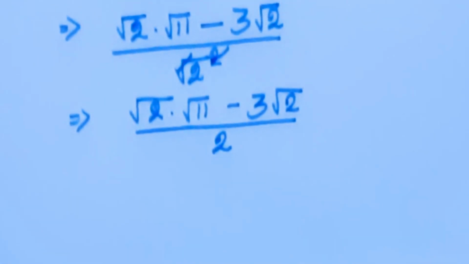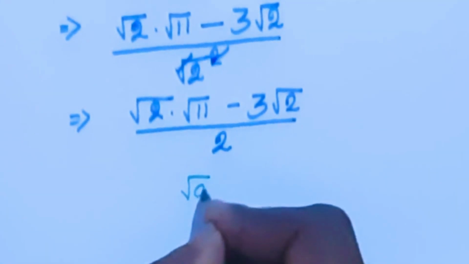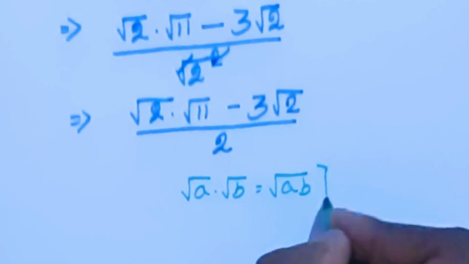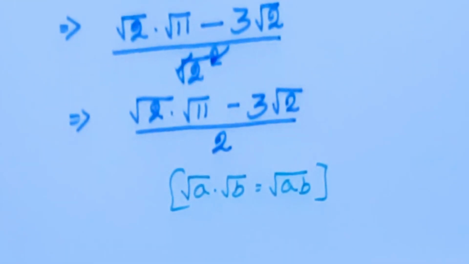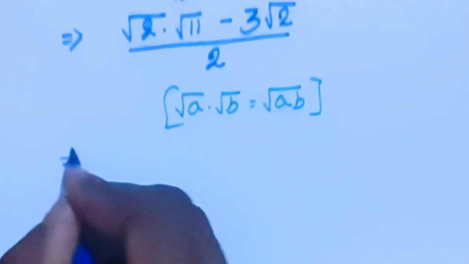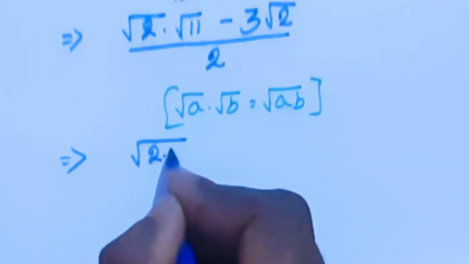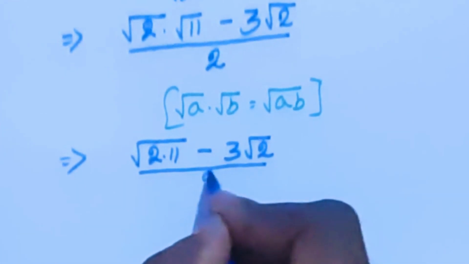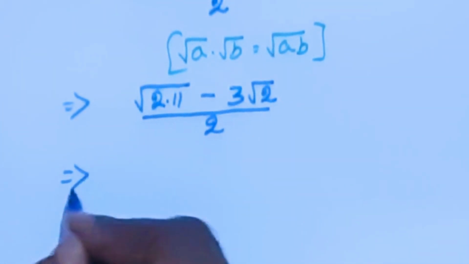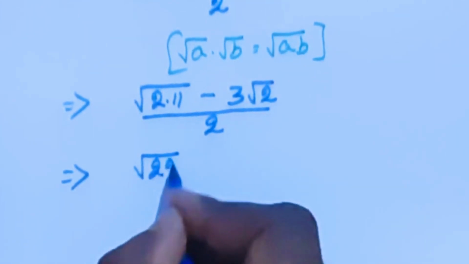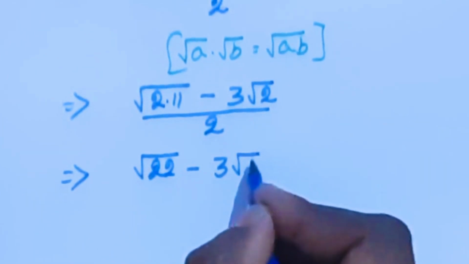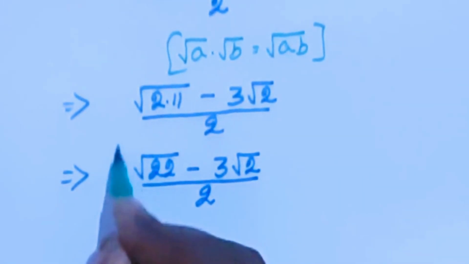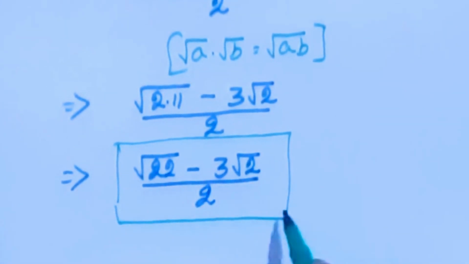Now we are going to apply this: square root of a times square root of b equal to square root of ab. This we are going to apply here. So we will get square root of 2 times 11 minus 3 times square root of 2 by 2. So we have square root of 22 minus 3 square root of 2 by 2. This is the final answer for the given problem.